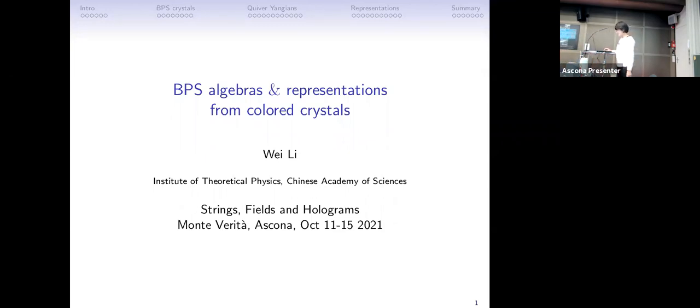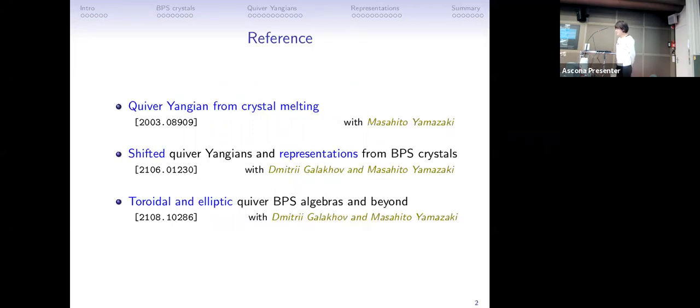Okay, so this talk is based on these three papers with my collaborators, Masahito Yamazaki, who's sitting there, and Dima Galakov, who's actually on the job market this year.